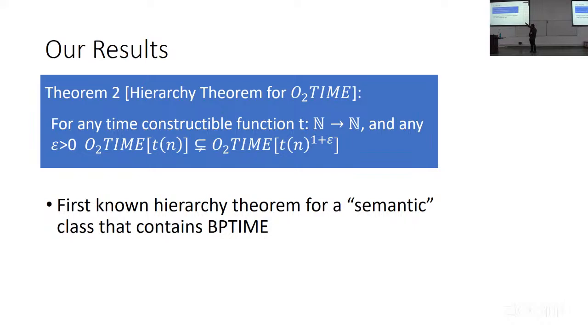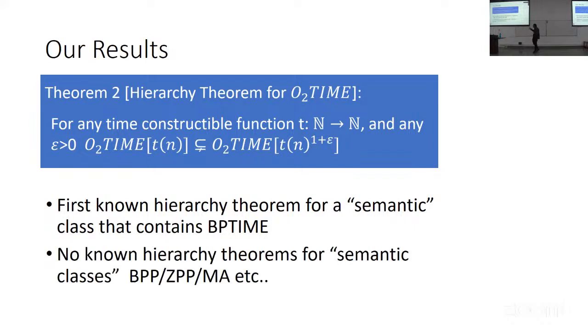Here we give a class that contains BPTIME that is also semantic. And it doesn't require any bits of advice. All the hierarchy theorems you know for these kinds of classes require one bit of advice. We're able to get this without any advice. So that's also interesting. It's not clear that the techniques we use can be used for anything else, but it's a nice statement. Okay. Questions?